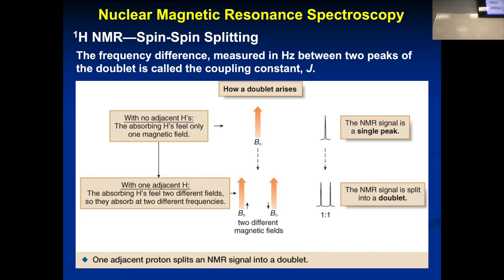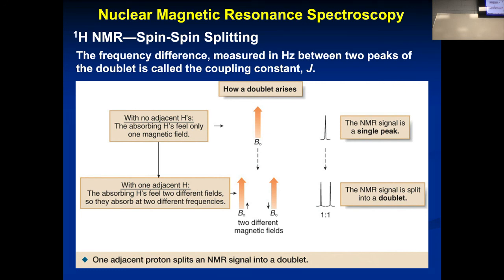We've got just a couple minutes, so I wanted to talk to you a little bit about why we see splitting. It's all quantum theory, but it comes from the fact that your protons can either be aligned with or against the magnetic field. That's the only two options. That's why the N plus one rule works, okay? And so if I'm a signal and I've got neighboring protons, what am I feeling in terms of the magnetic field? I'm feeling the magnetic field of the spectrometer, but the little protons that are my neighbors are also magnets, right? So I'm feeling them, okay?